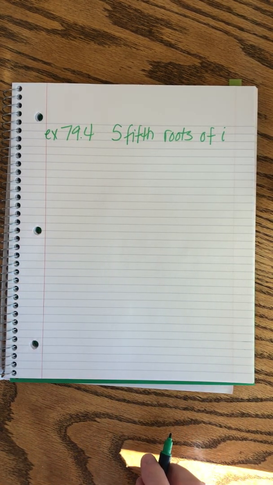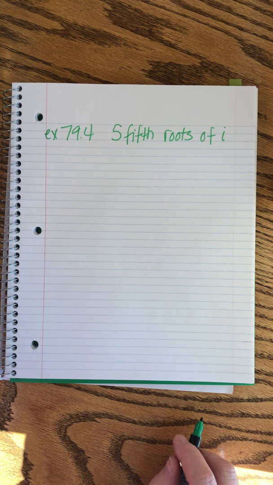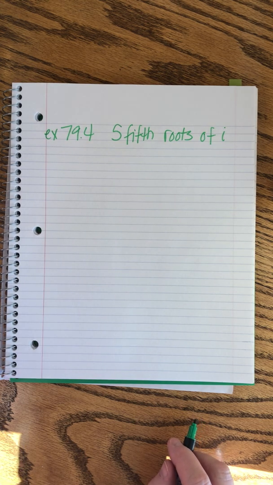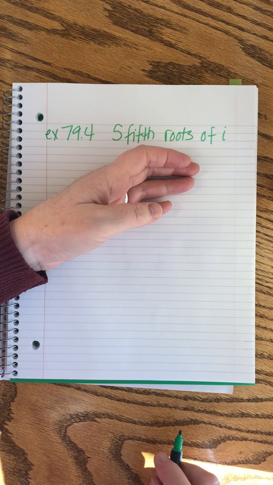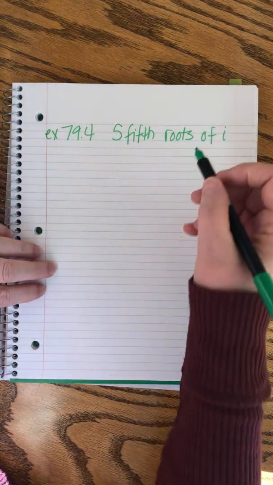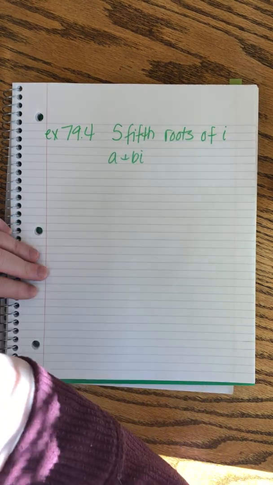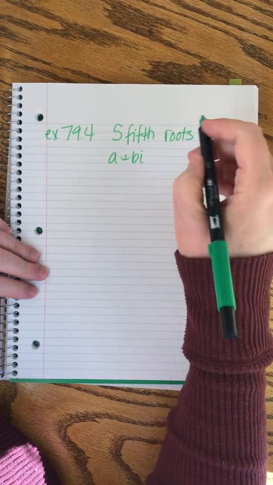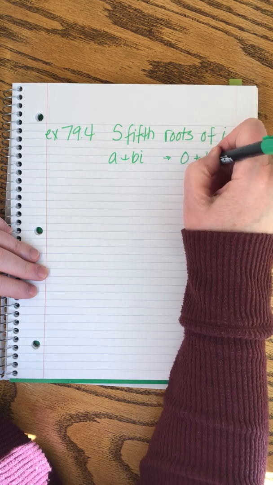Well, okay, we know that we need to get this number into polar form before we can actually calculate the roots. But before we get it into polar form, we have to get it in rectangular form because this isn't even rectangular form, is it? But we can figure it out. We know that it has to be a plus b times i, right? And if all we have is an i, then it's 0 plus 1i.